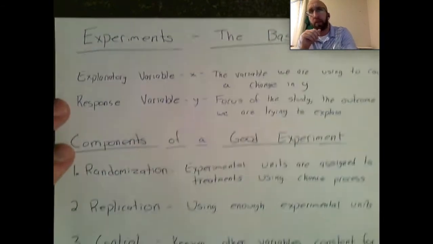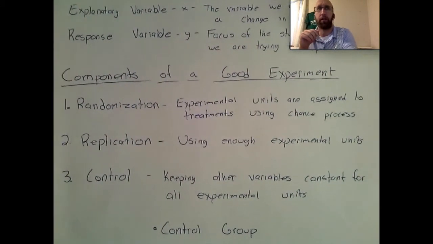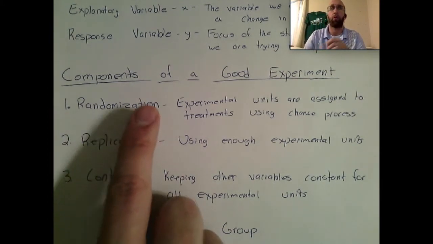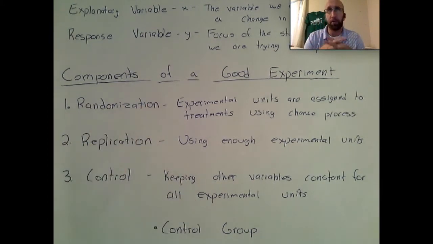So if you're going to do an experiment, there's three components that you need. You need randomization, you need replication, and you need control. If you have all three, you have a well-designed experiment. So when you're reading through scenarios, you want to look through those three components of a good experiment. Randomization, so what we want to do is the experimental units are assigned to treatments using chance process.